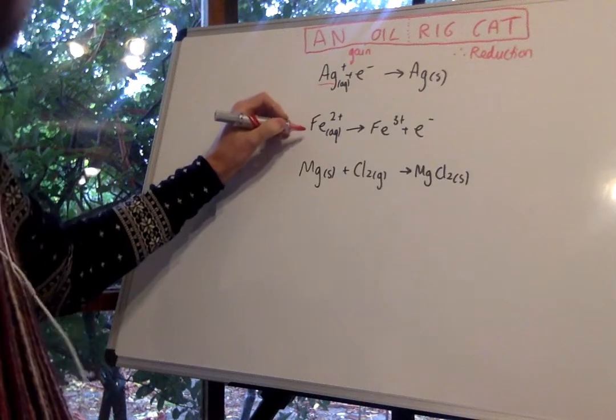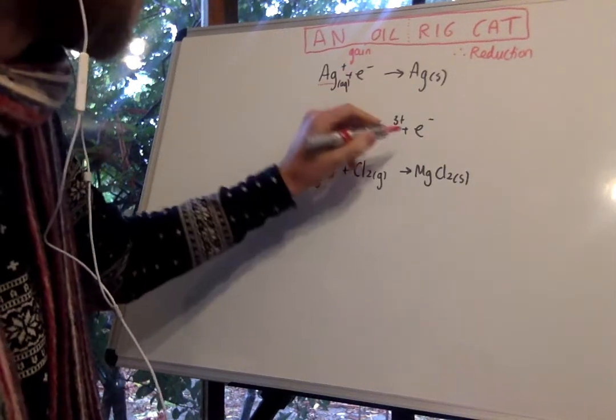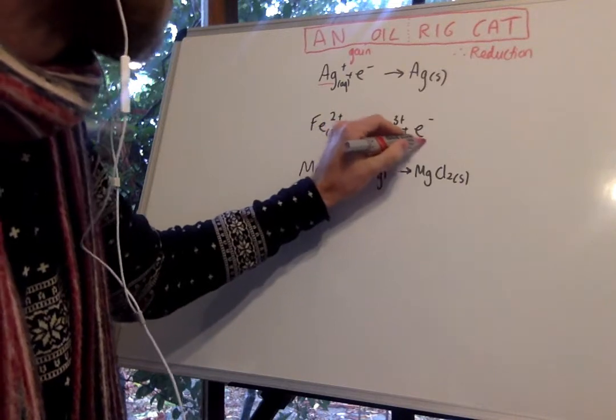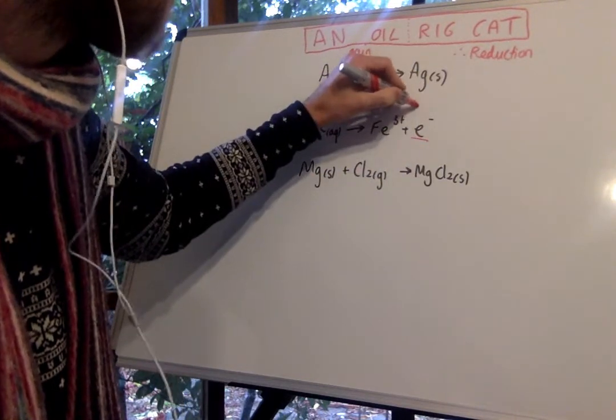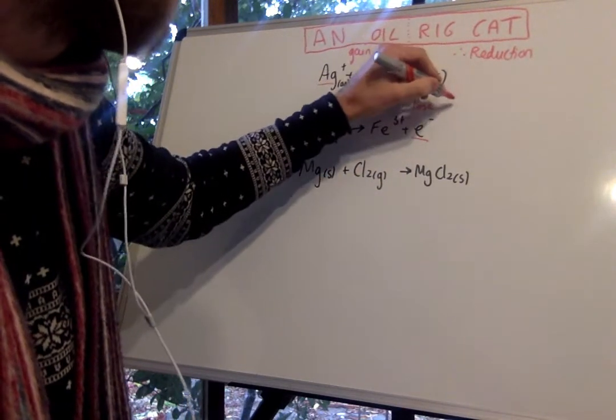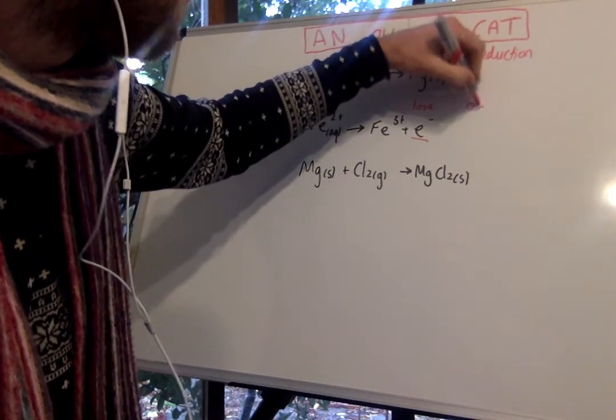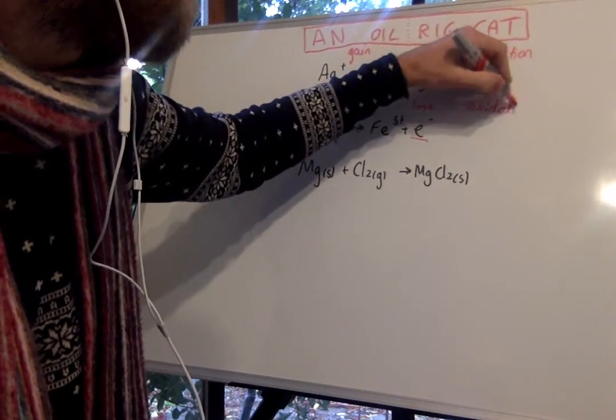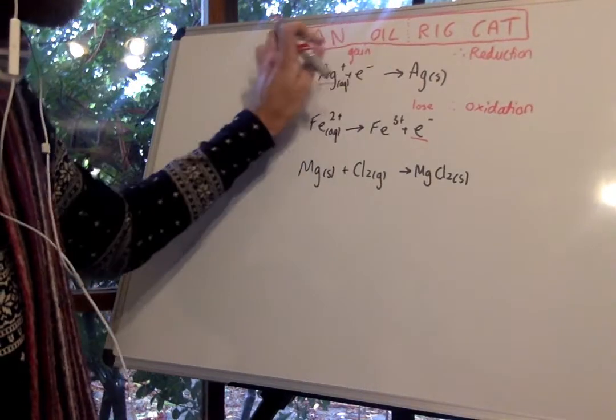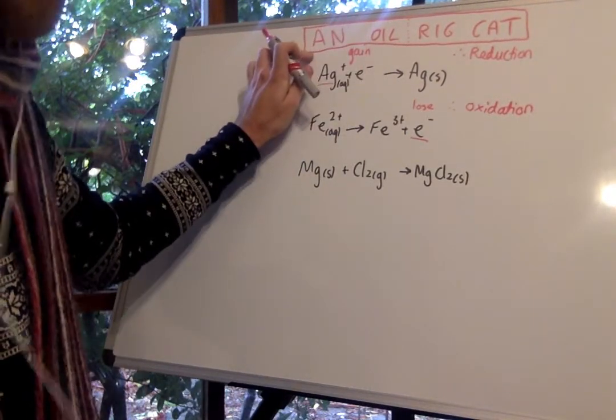Look at the second one. So you've got Fe2+ goes to Fe3+ with an electron. Again, on this side, it's losing it, so that's loss because it's a product. Therefore, definitely oxidation. And again, we think OIL RIG, so oxidation is loss. That's going to occur at the anode.